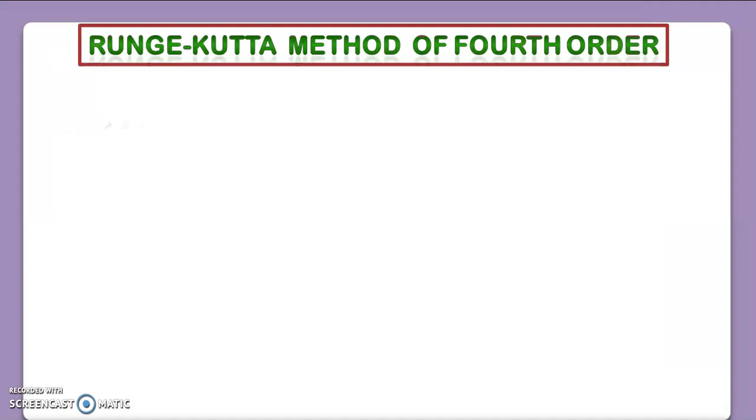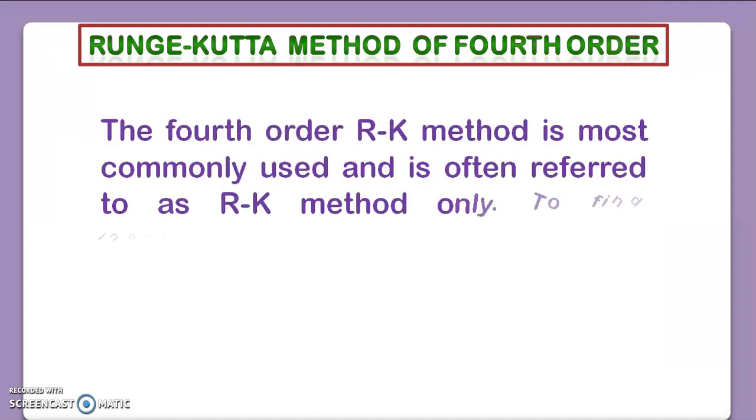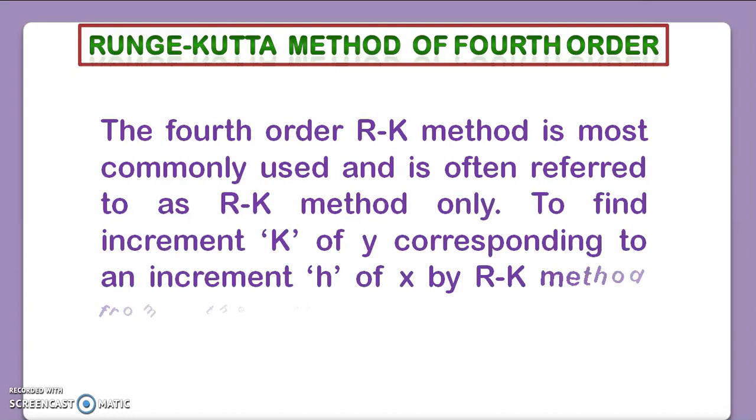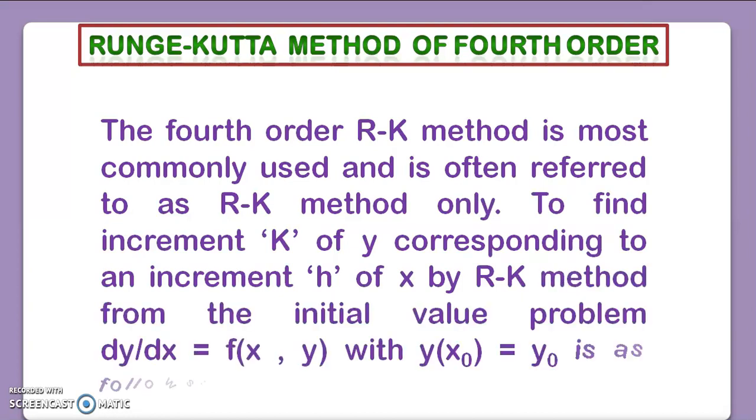Next we will see Runge-Kutta method of fourth order. The fourth order RK method is most commonly used and is often referred to as the RK method only. So whenever we say RK method, this means the Runge-Kutta method of fourth order. To find an increment k of y corresponding to an increment h of x by the RK method, from the initial value problem dy/dx = f(x, y) with y(x0) = y0, we proceed as follows. We are going to apply this RK method of fourth order in the following problem.